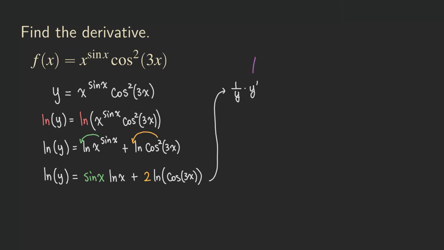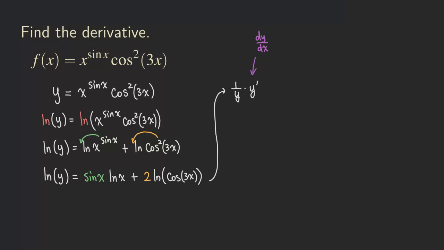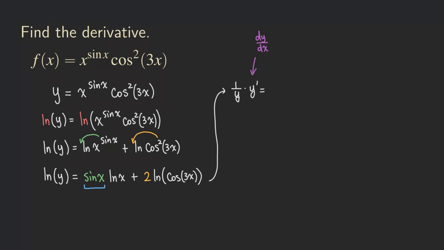Okay, and in fact, I should just point out that that's really just dy over dx. Remember, y is a function of x, right? So we have dy over dx, and now we are going to start writing down the answer here. We use the product rule for this thing because there are two functions. One of them is sine x, and the other one is ln of x, right? So let's take the derivative.